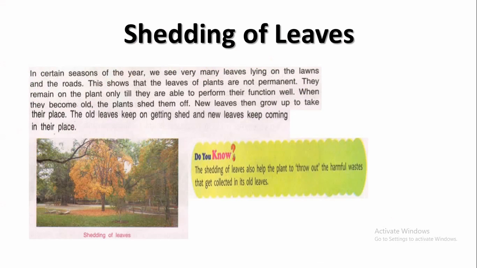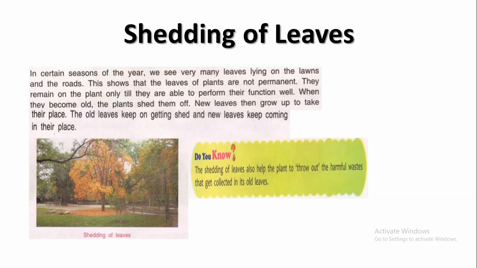Now, next is shedding of leaves. In certain seasons of the year, we see very many leaves lying on the lawns and the roads. This shows that the leaves of plants are not permanent. They remain on the plant only till they are able to perform their functions well. When they become old, the plant sheds them off. New leaves then grow up to take their place.